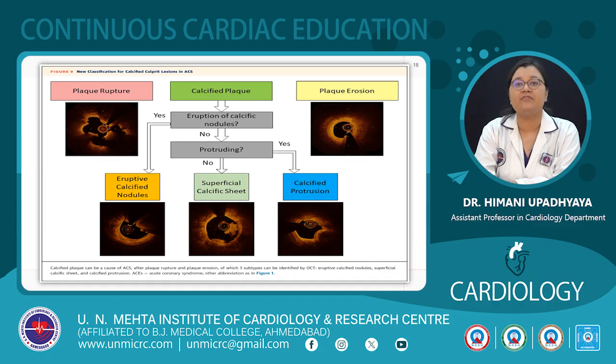In settings of ACS, the culprit lesion can be plaque rupture or plaque erosion. These are more common, but it can also be a calcified plaque. That can be an eruptive calcified nodule, superficial calcific sheet, or calcified protrusion.